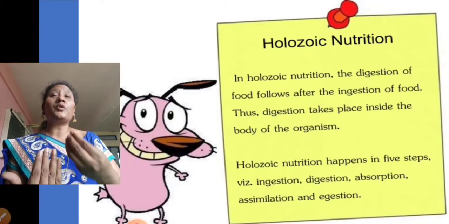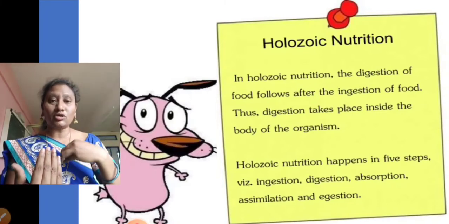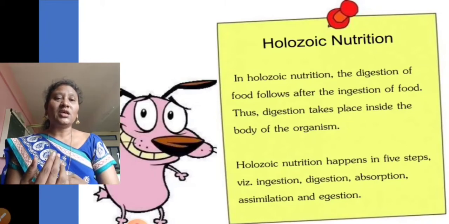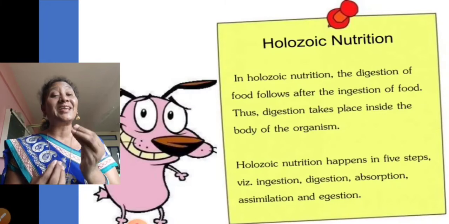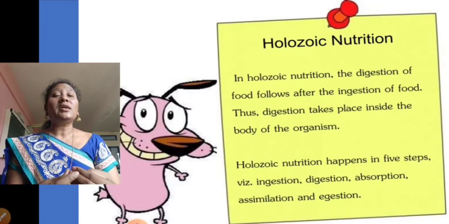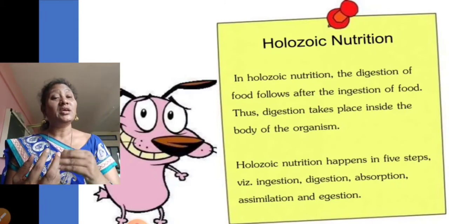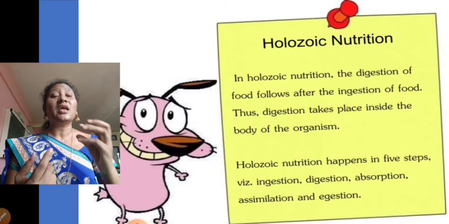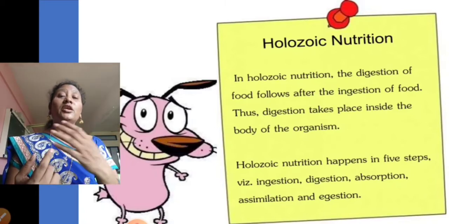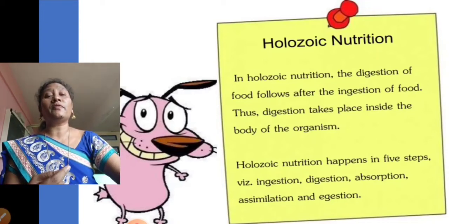What is ingestion? The process of putting the food into the mouth or into the body. Sending the food into the organism is what we call ingestion. In saprophytic nutrition, first digestion happens, the breaking down of complex substances into simple substances with the help of digestive enzymes. Here we can see that ingestion of food takes place first in holozoic nutrition. The first step is ingestion, next digestion, next absorption, the digested nutrients absorbed into the blood, then assimilation, spreading over to all the organs, and egestion. Egestion means excretion, elimination out of the body.